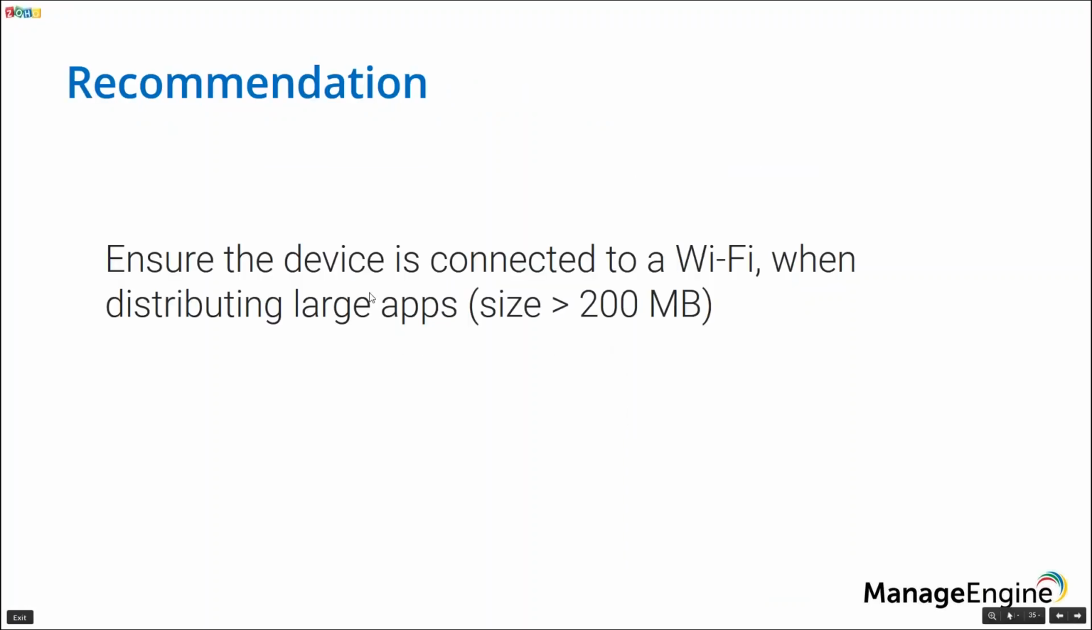And as a recommendation, we ensure the device is always connected to Wi-Fi, because Apple doesn't let devices download an application via mobile data if it is more than 200 MB. So it's always better to make sure the devices are connected through Wi-Fi if you try to distribute any application which is about 200 MB.